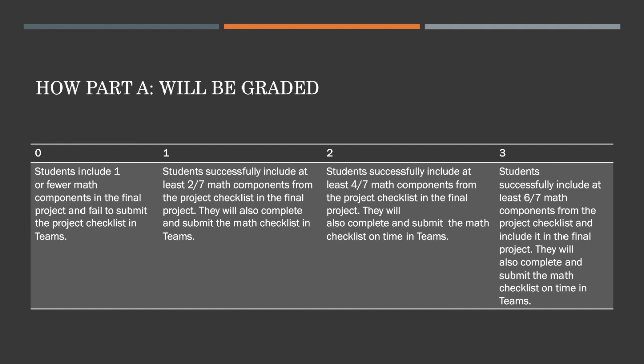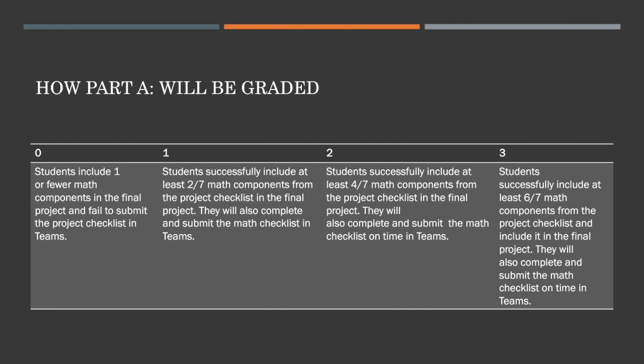Here you go. You will get a 0 if you include 1 or fewer, aka 0, components in the final project and fail to submit this project checklist on Teams. That'll be open today. Okay, students, how do I get a 1, Mr. Beck? Students will successfully include 2 out of the 7 math components from the final project checklist, and they will complete and submit the checklist to Teams. Okay? 2, very similar to 1. The big difference here is you only do 4 of the 7 components, and you turn it in on Teams.